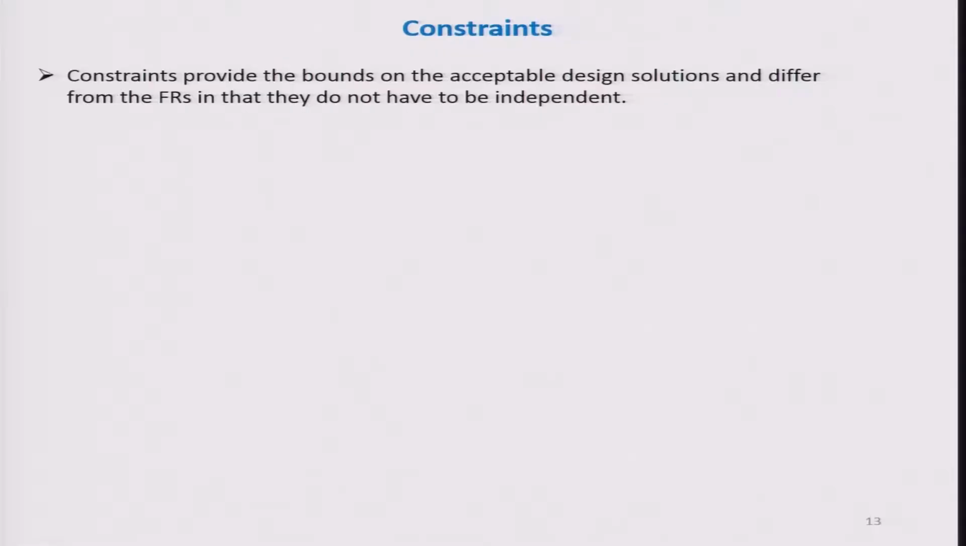Now I will talk about constraints. After your functional requirements and designing parameters, you will have to take constraints into consideration. What are the constraints available for your design? Constraints provide the bounds. It's a limitation. It will provide you limitation on the acceptable design solution and differ from the functional requirements in that they do not have to be independent. So that is the limitation of your design.